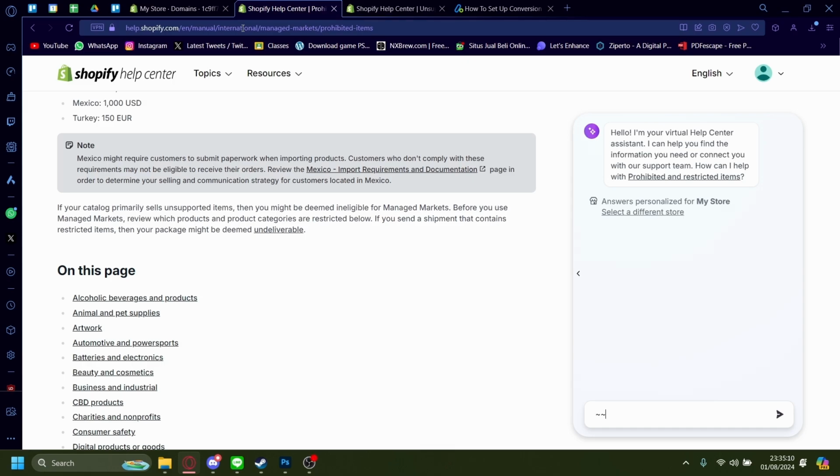Hi, today I'm going to tell you about how you can avoid payment holds from Shopify. There are two main reasons that your payment can be held by Shopify: either you're selling prohibited goods, or you're in a country that isn't supported by Shopify.